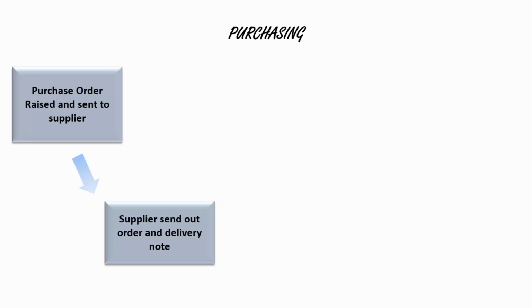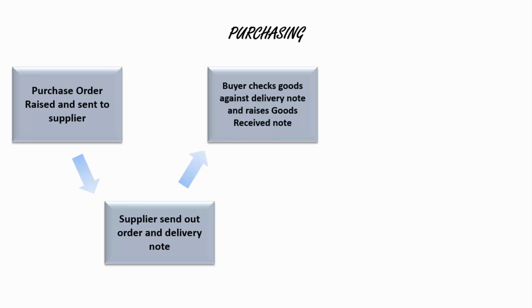When the goods are received by the buyer, the buyer checks the goods against the delivery note and raises a goods received note. Now, if there's any damages or if there's any shortfalls, these all should be marked on the actual delivery note, and the delivery note should be signed. Delivery notes are usually two-part delivery notes. One part goes back to the supplier and the other part stays with the purchaser.